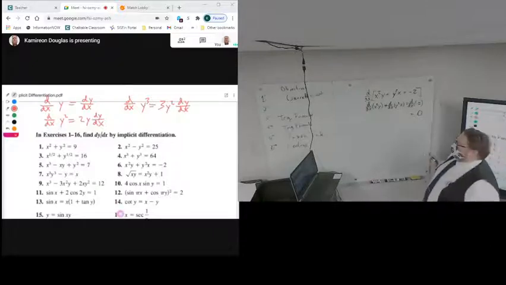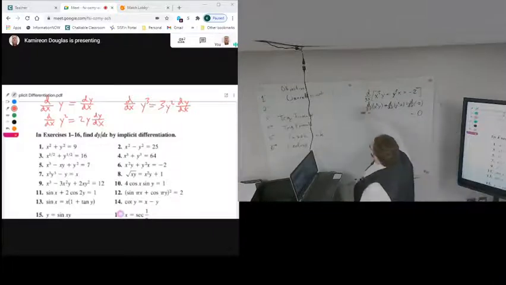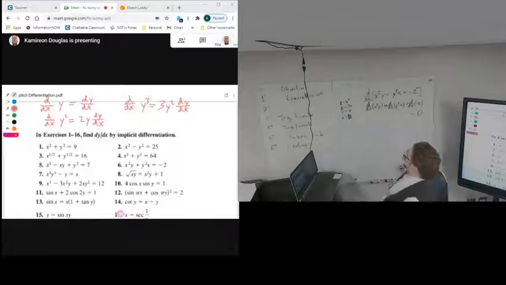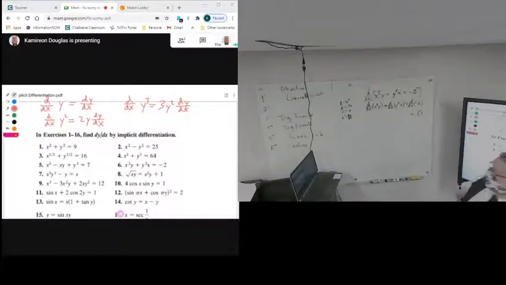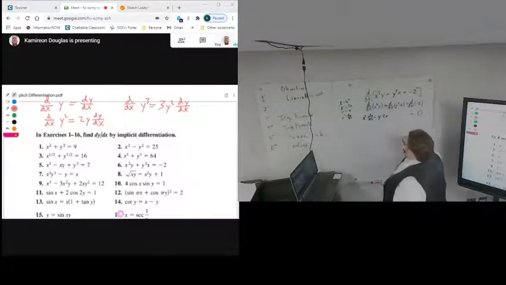x squared y. So I've got to do the product rule. So left d right plus right d left. In this first grouping, my left is x squared. My left prime will be 2x. My right is y. My right prime will be dy dx. Here we go. The first piece, left d right plus right d left. Left d right, dy dx, plus right d left. So that is the derivative of the first term.